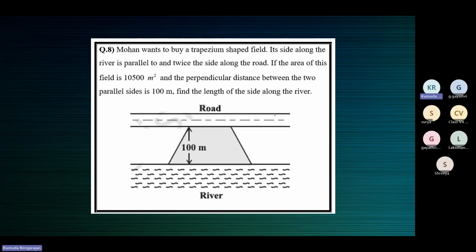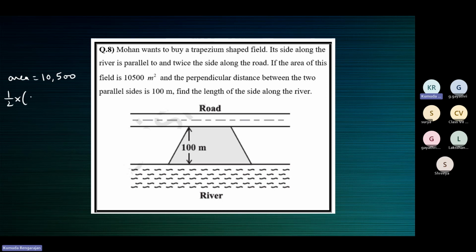Now who can tell me the formula to find the area of a trapezium? Ma'am, it is half into sum of parallel sides into height. Very good. Now what is area given? Area is equal to how much? 10,500, correct? Yes, ma'am.